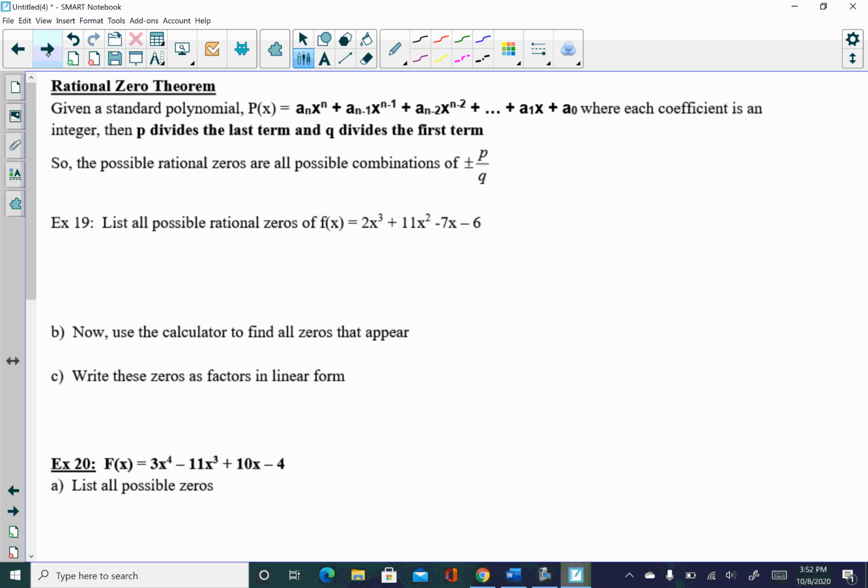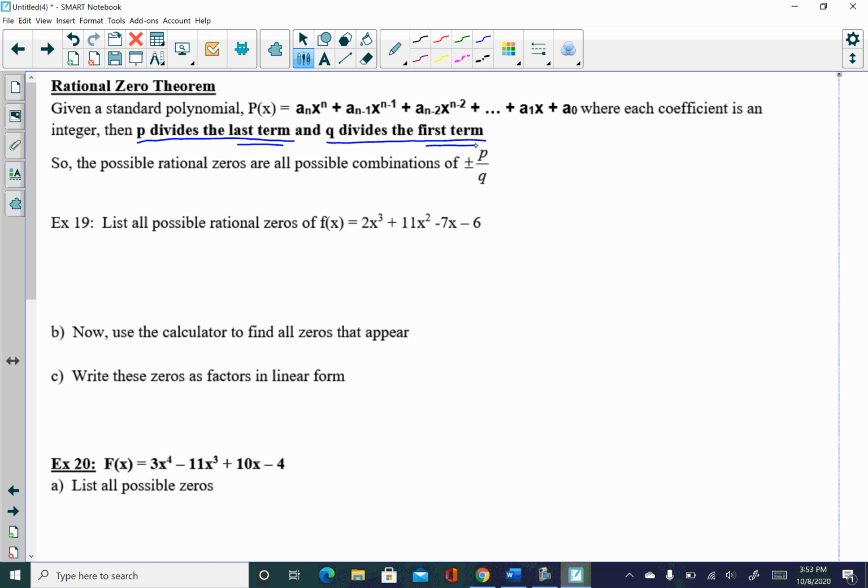Next page, at the top, we have what's referred to as the rational zero theorem. At the top, it just tells you, okay, here's your standard polynomial in descending order. And the rational zero theorem gives us what the possible zeros are that we could find in our calculator, okay? So the possible rational zeros are all possible combinations of plus or minus p over q. P divides the last term of your polynomial, and q divides the first term of your polynomial.